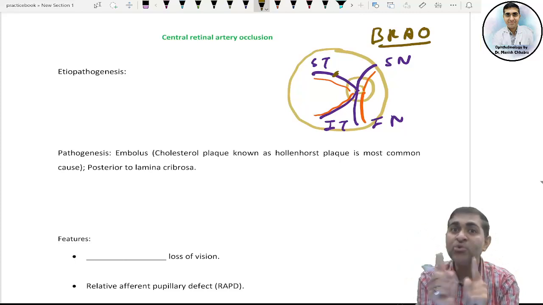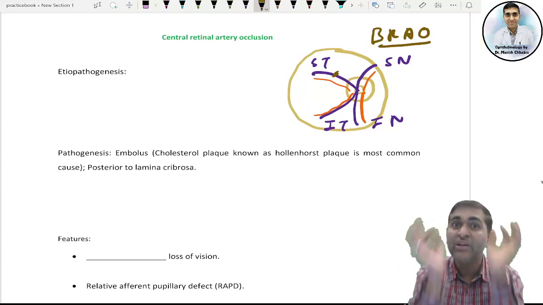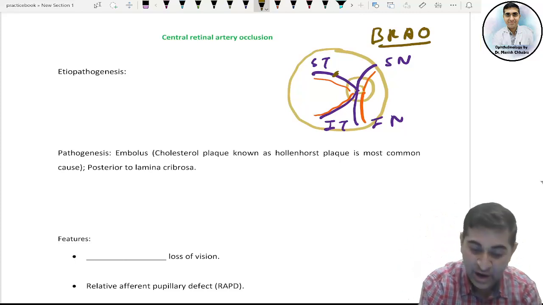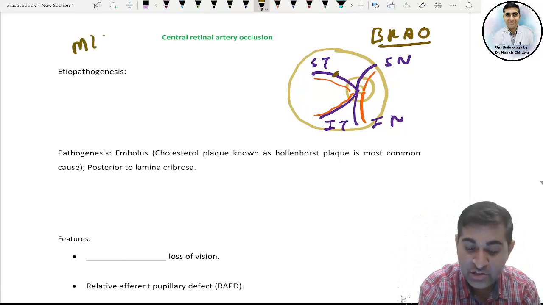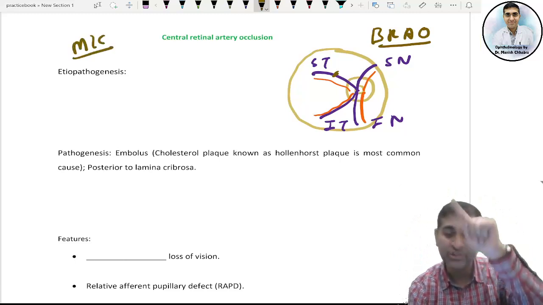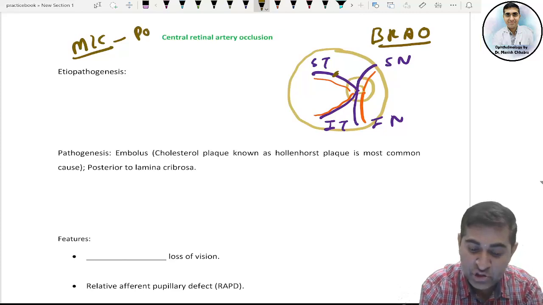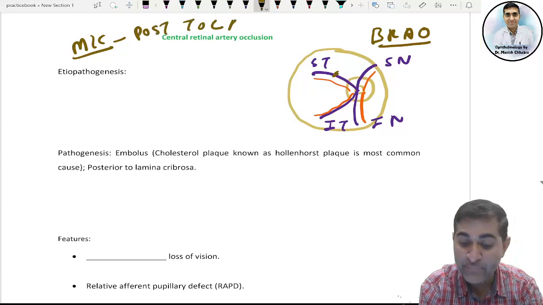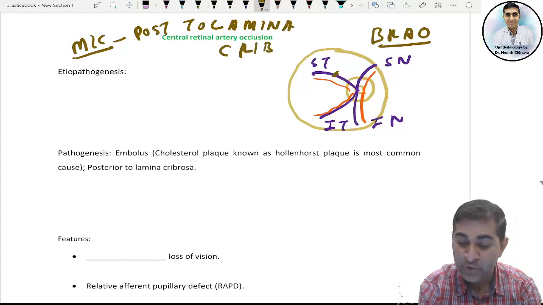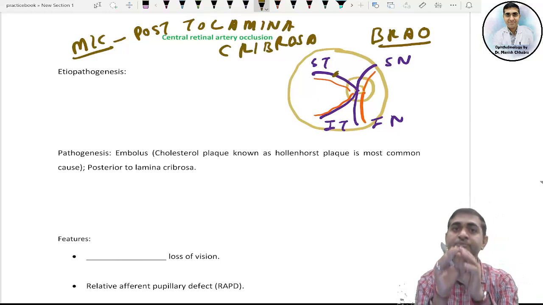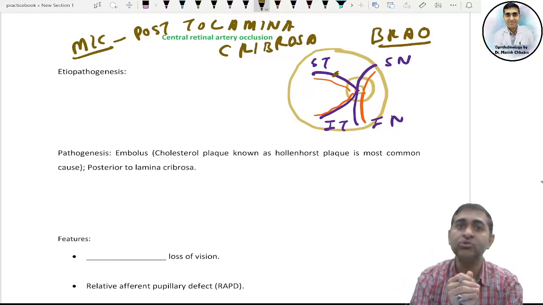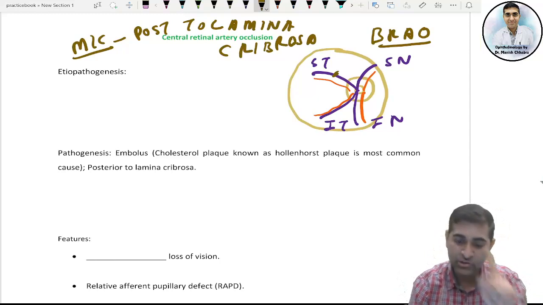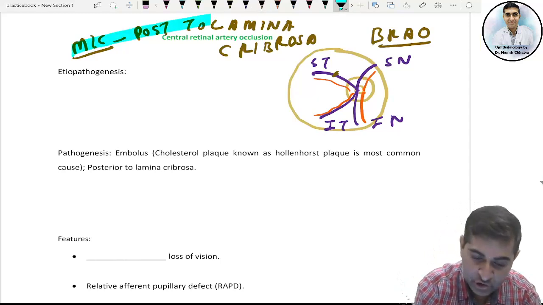Now which is the most common site of the occlusion of the central retinal artery? The most common site, and this is also your previous year question, is just posterior to the lamina cribrosa. Now lamina cribrosa, boys and girls, is the place where the central retinal artery enters the eyeball. So that is your one important PYQ.